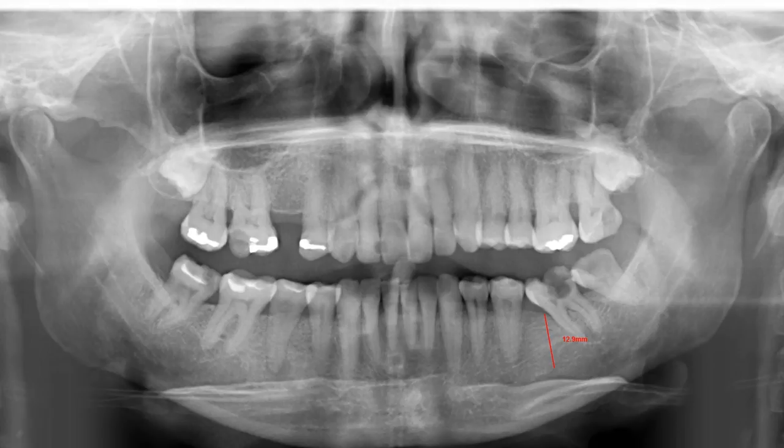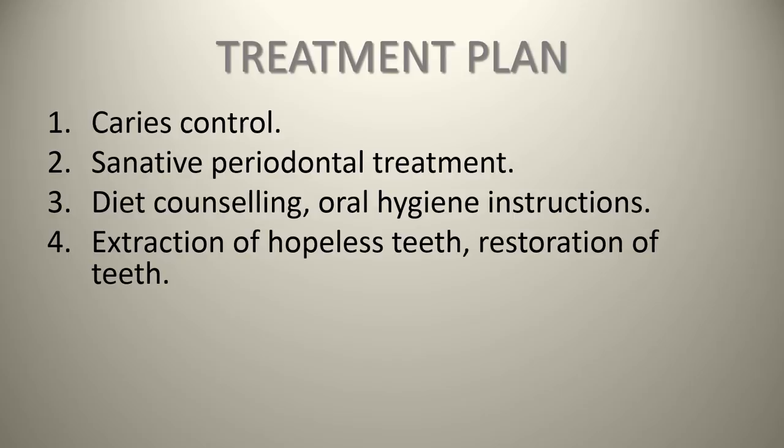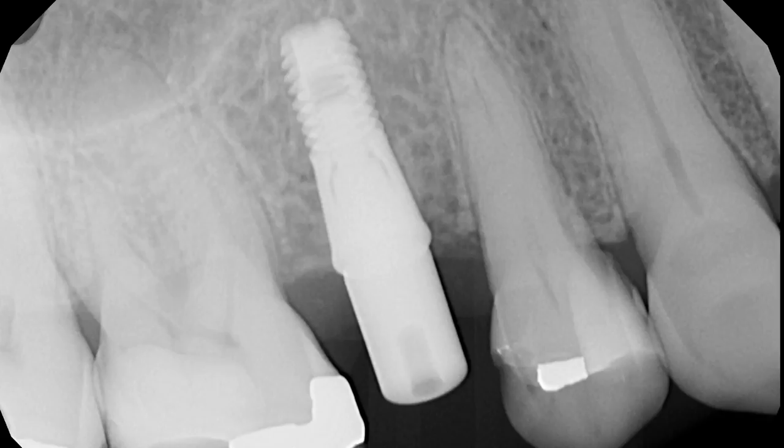The treatment plan for this patient was caries control using the medical model of caries treatment, sanative periodontal treatment, diet counseling, oral hygiene instruction, extraction of hopeless teeth, restoration of the restorable teeth, and follow-up. And after a certain period of time, implant placement, restoration of the implant, and a bite plane. In this patient's particular case, we used a regular platform, 4.5 by 11 millimeter implant.